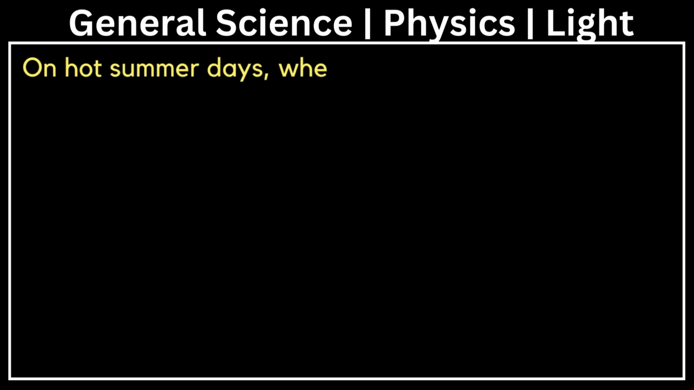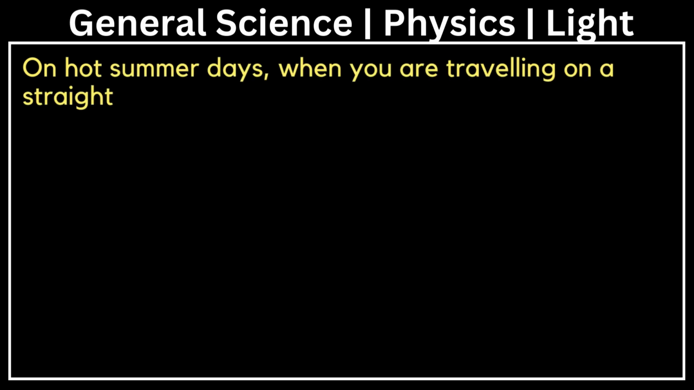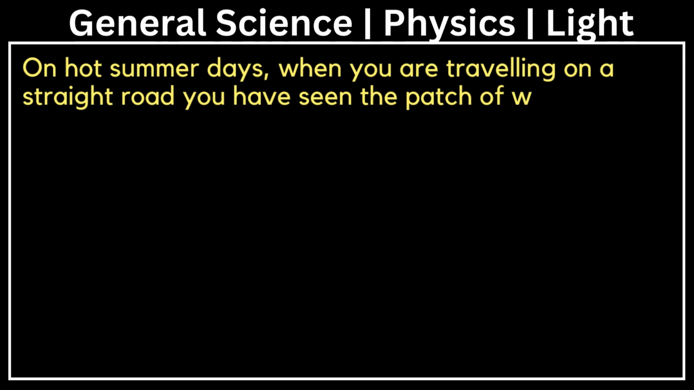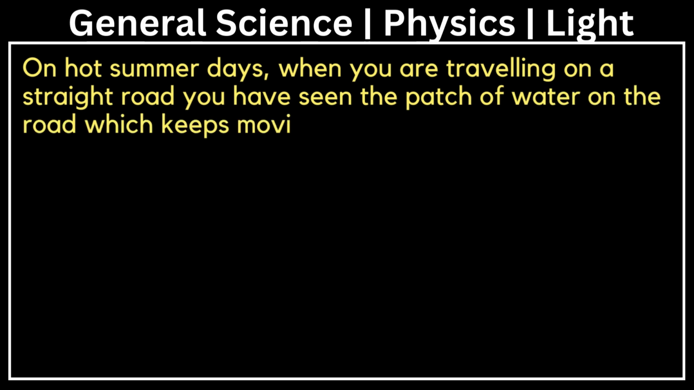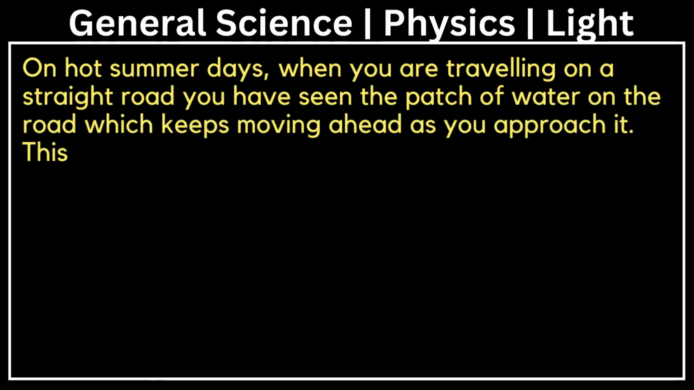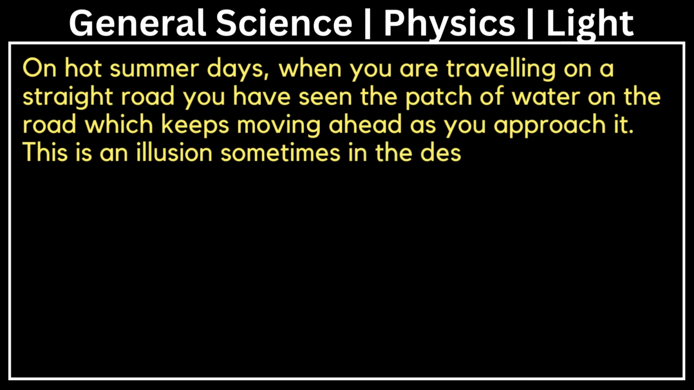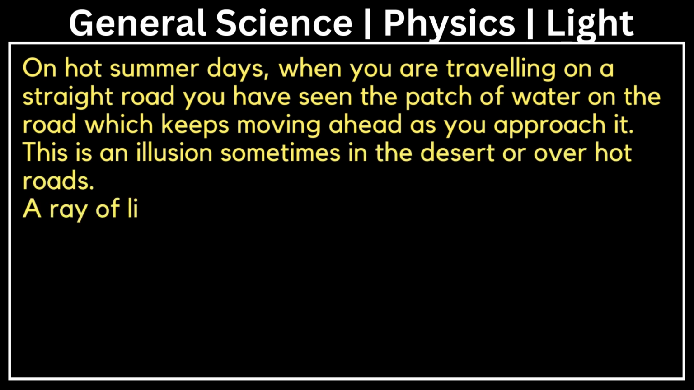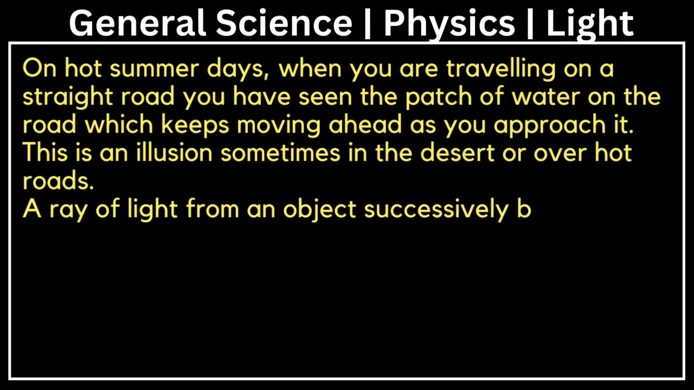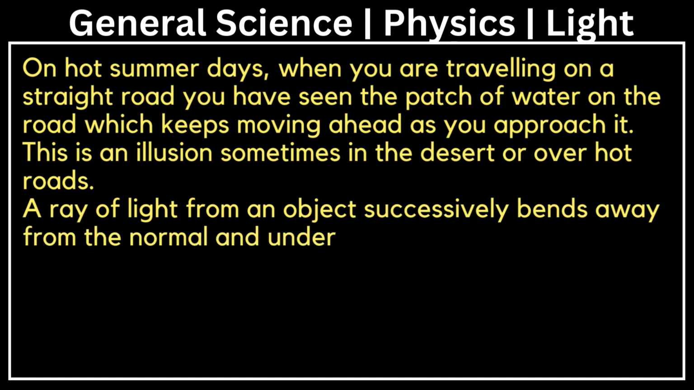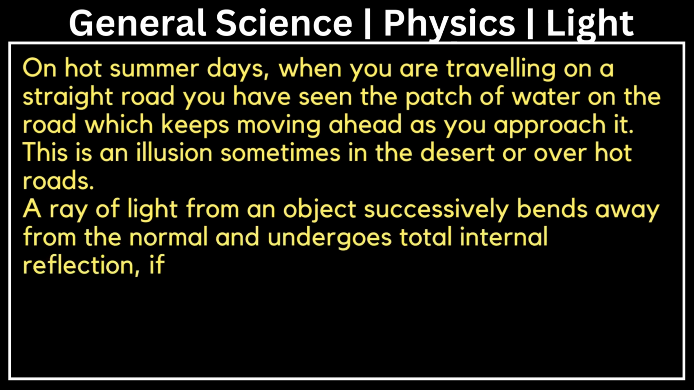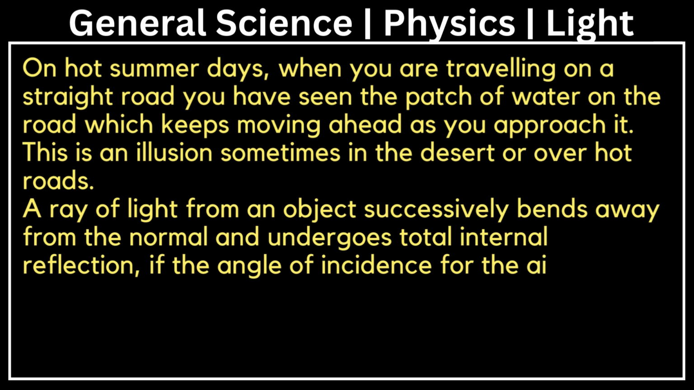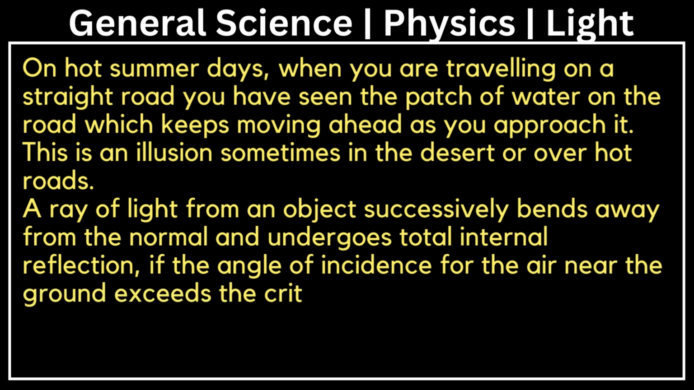On hot summer days, when you are traveling on a straight road, you have seen a patch of water on the road which keeps moving ahead as you approach it. This is an illusion seen sometimes in the desert or over hot roads. A ray of light from an object successively bends away from the normal and undergoes total internal reflection if the angle of incidence for the air near the ground exceeds the critical angle.